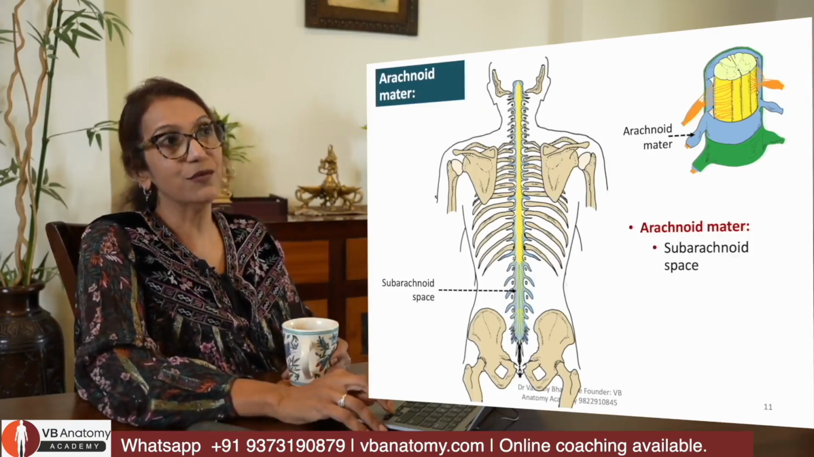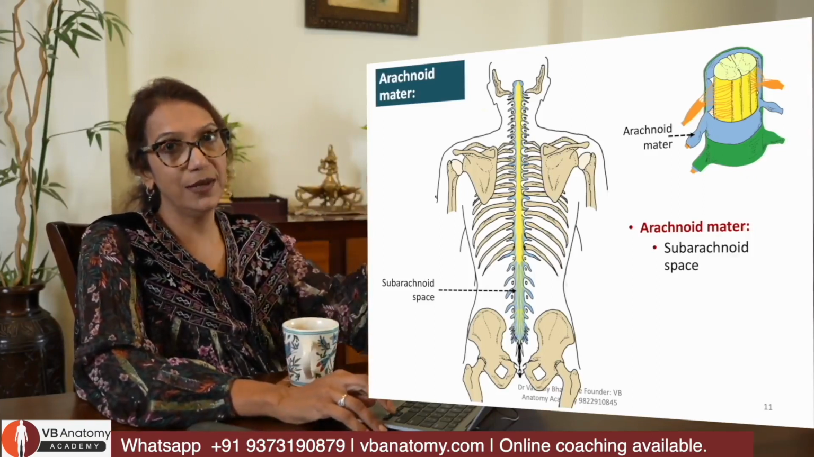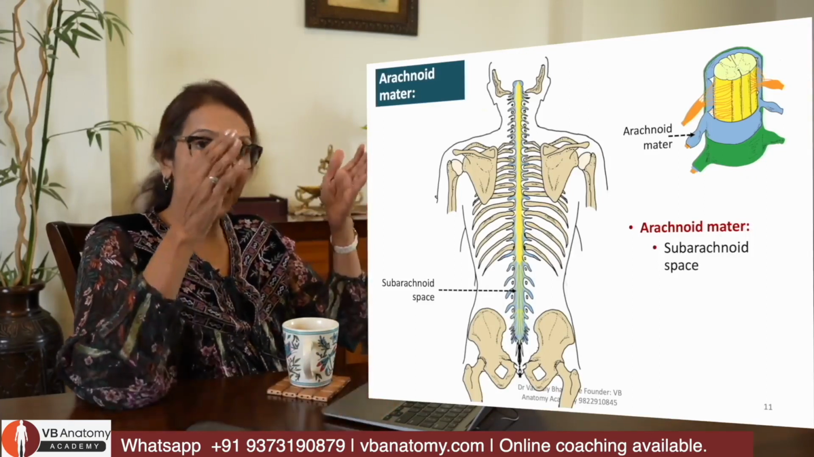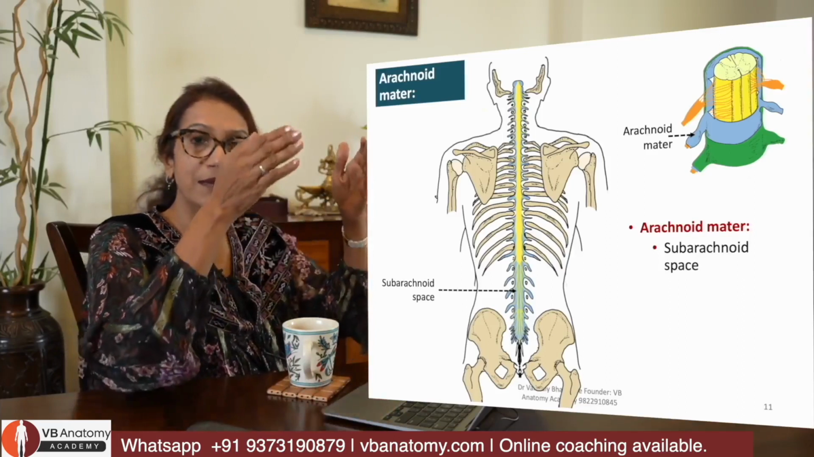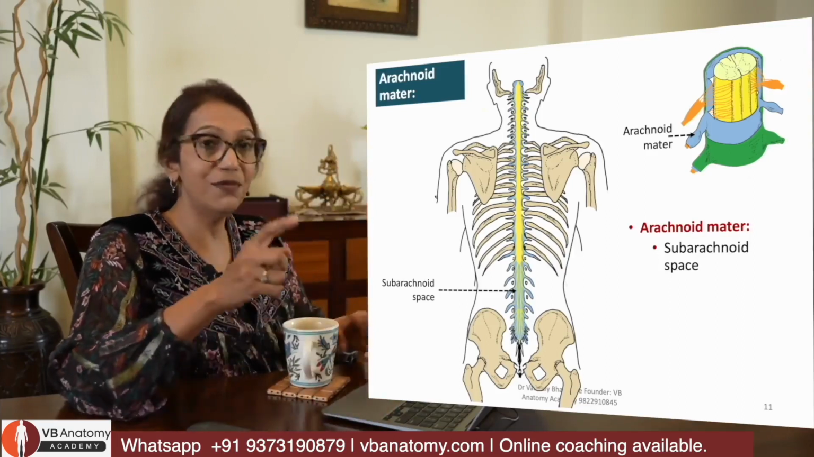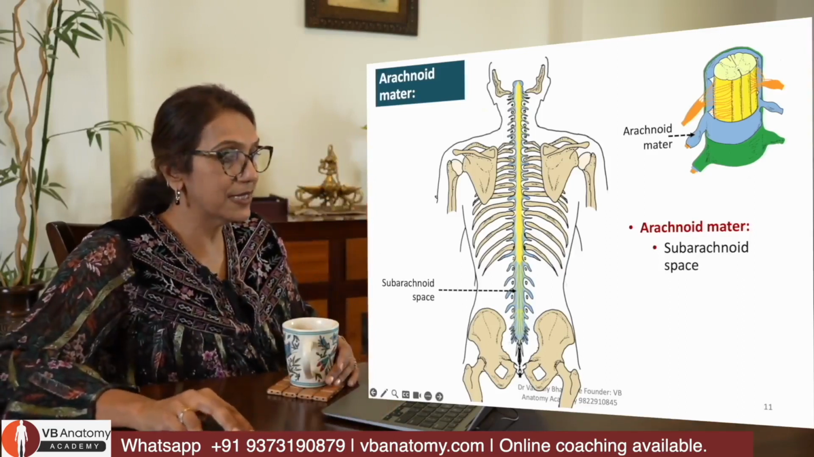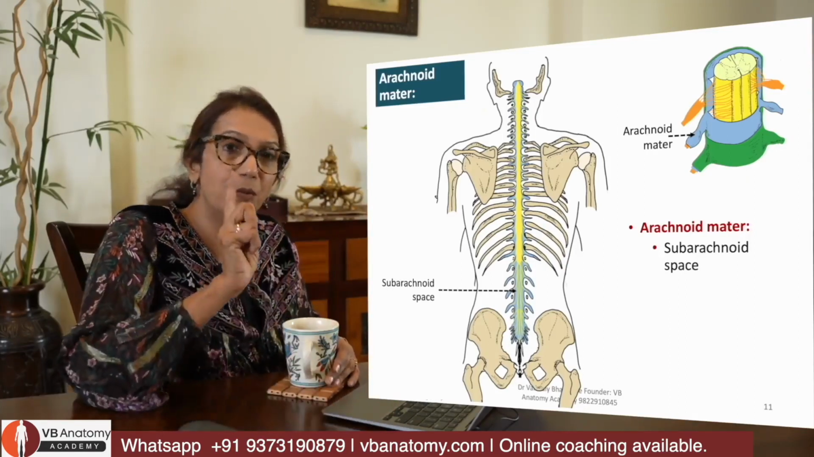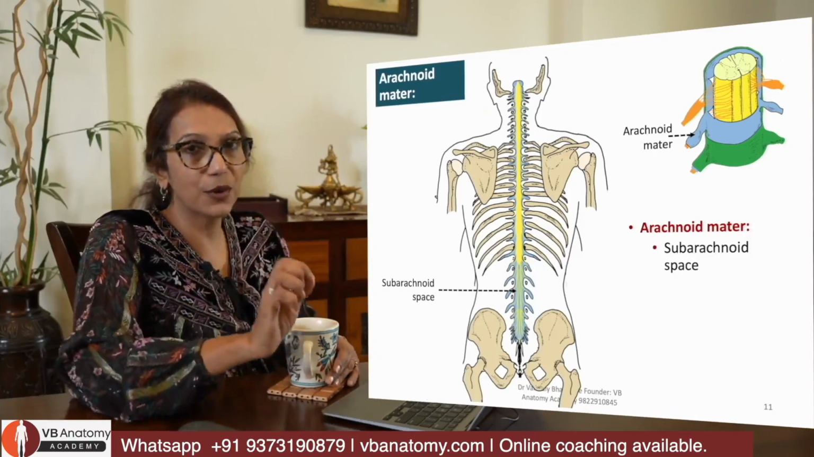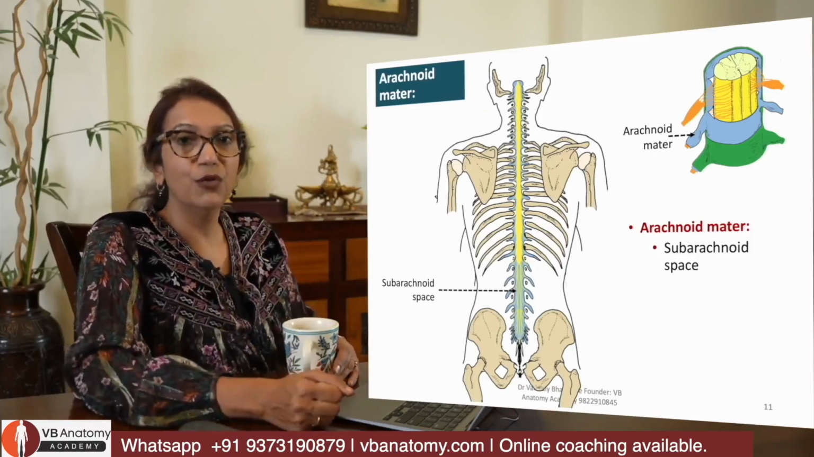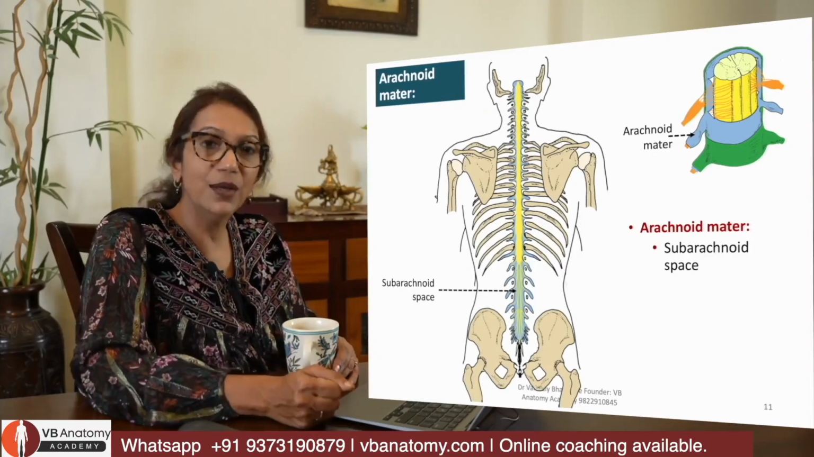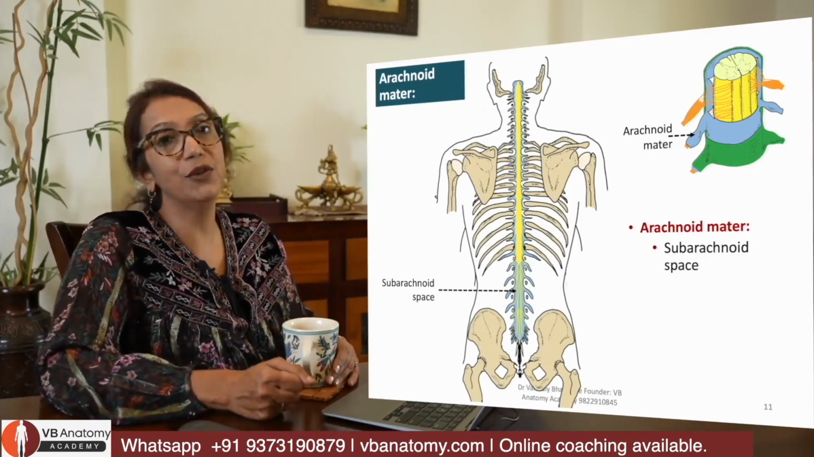Now I have a question for you. My spinal cord is ending at the level of L1. The arachnoid mater is extending down to the level of S2. Take a look. It's extending here till S2. Space deep to my arachnoid mater is called subarachnoid space. So, does your subarachnoid space stop at the level of L1 or does it continue till the level of S2?